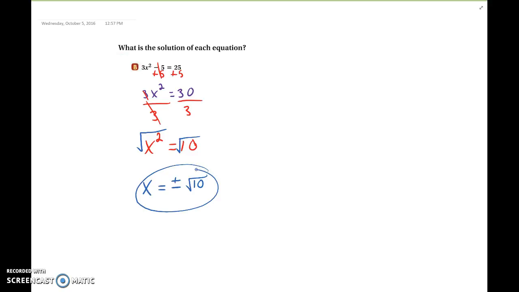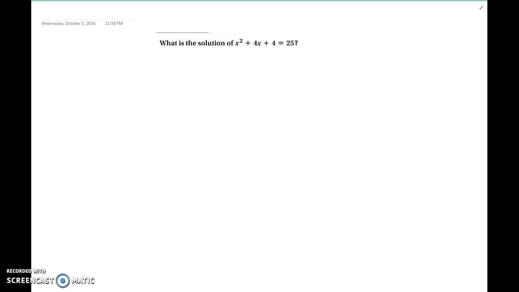All right? One more example, then we're done with this. All right, so this is another type of problem that we can solve. So here we have x squared plus 4x plus 4 is equal to 25. All right? If we want to do it the original way that we learned, we can solve each side by factoring. So we can subtract 25, and we get x squared plus 4x minus 21 is equal to 0.